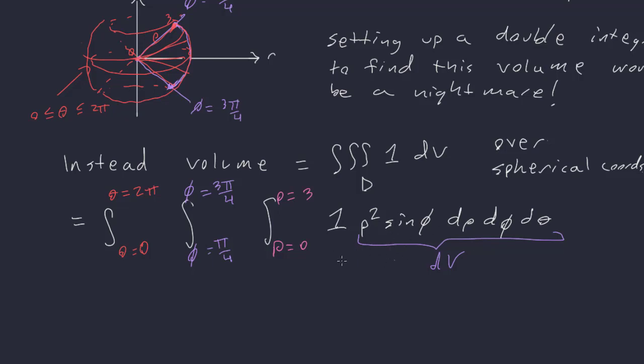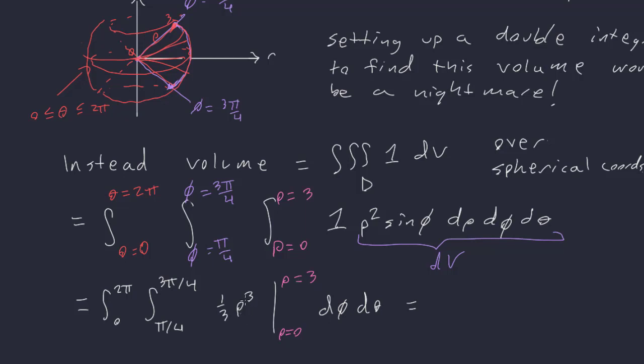However, it's not that bad. It's way better than trying to set this volume up with a double integral. From here, these outer integrals don't change, and we're integrating with respect to rho, so we'll get 1/3 rho cubed, and we are going to evaluate that from rho equals 0 to rho equals 3. And then we still have our d phi and our d theta.